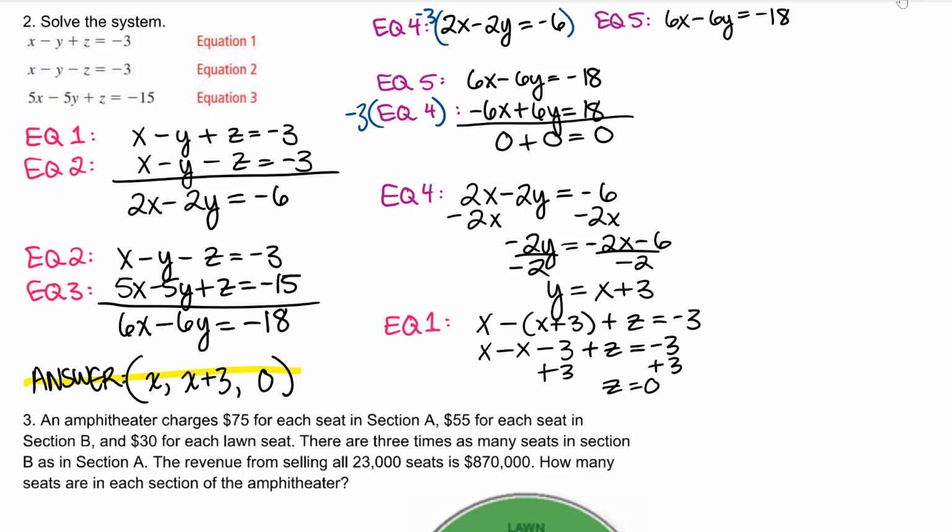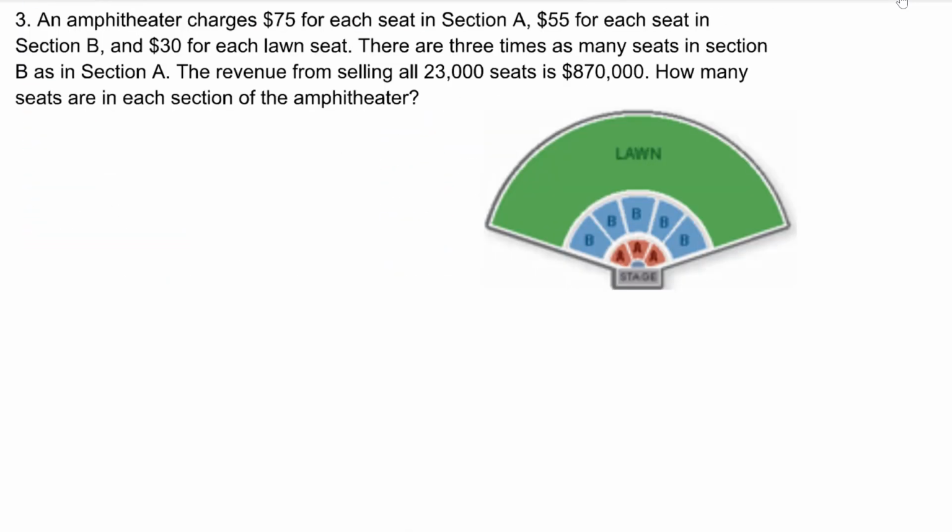An amphitheater charges $75 for each seat in section A, $55 for each seat in section B, and $30 for each lawn seat. There are 3 times as many seats in section B as in section A. The revenue from selling all 23,000 seats is $870,000. How many seats are in each section of the amphitheater?